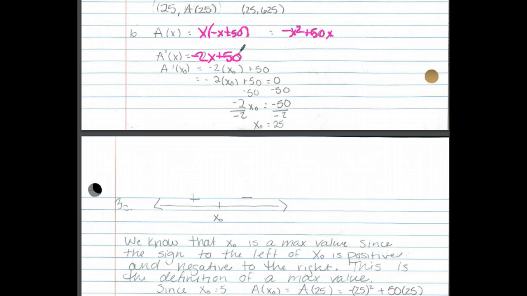Now I need to find the value of x sub 0 in the interval of 0, 50 with the property that A prime of x sub 0 equals 0. So I'm going to take my derivative and I'm actually going to set it equal to 0. And I'm going to substitute x sub 0 in for x so that I can find its value. I first have to subtract 50 from both sides. I get negative 2x sub 0 is equal to negative 50, and I'm going to divide everything by negative 2, which solves for x sub 0, which equals 25.